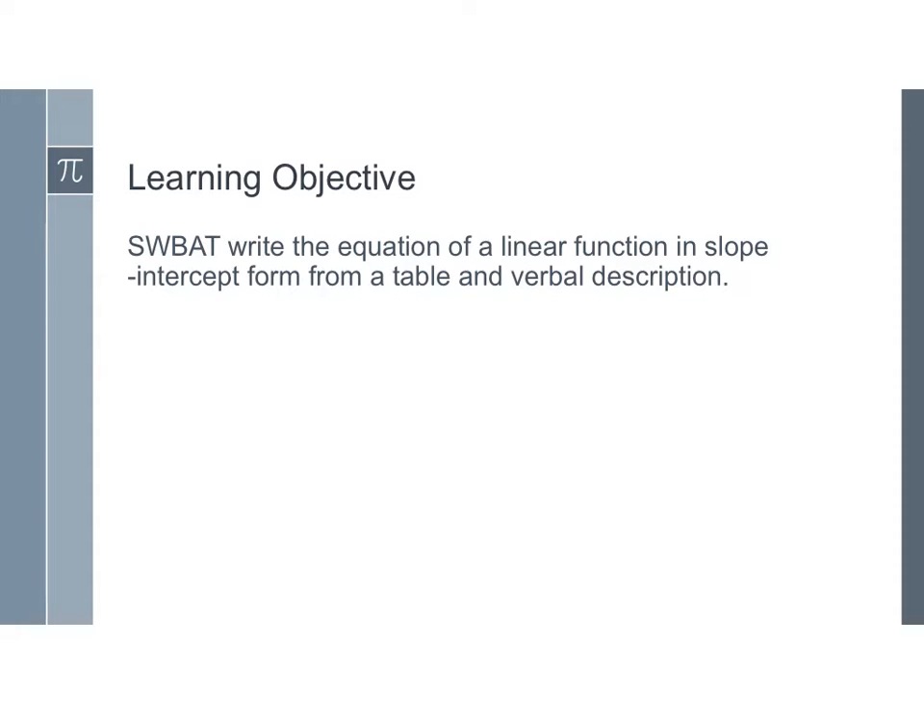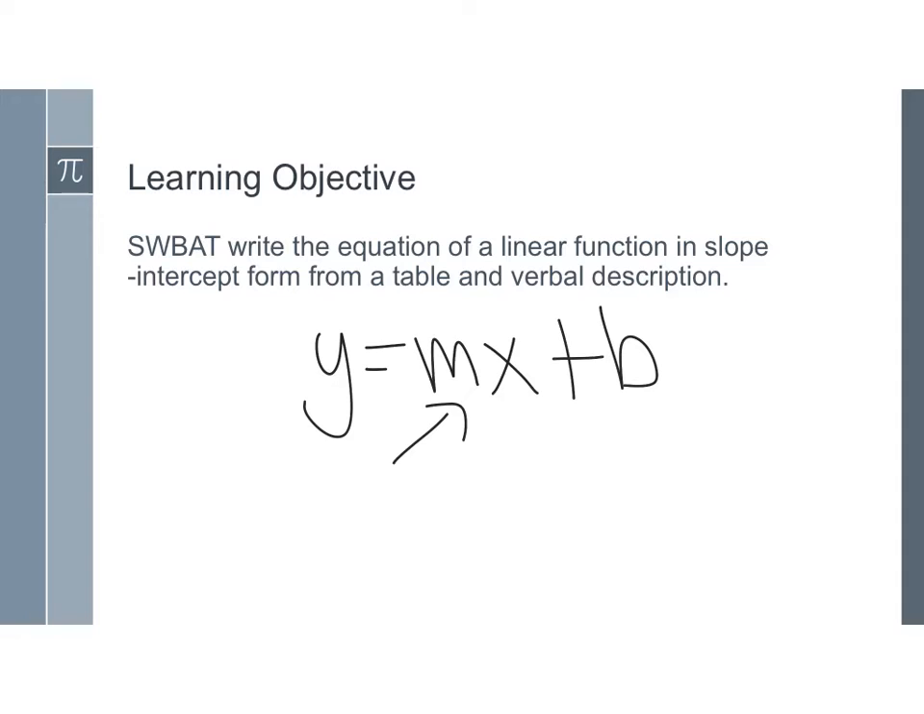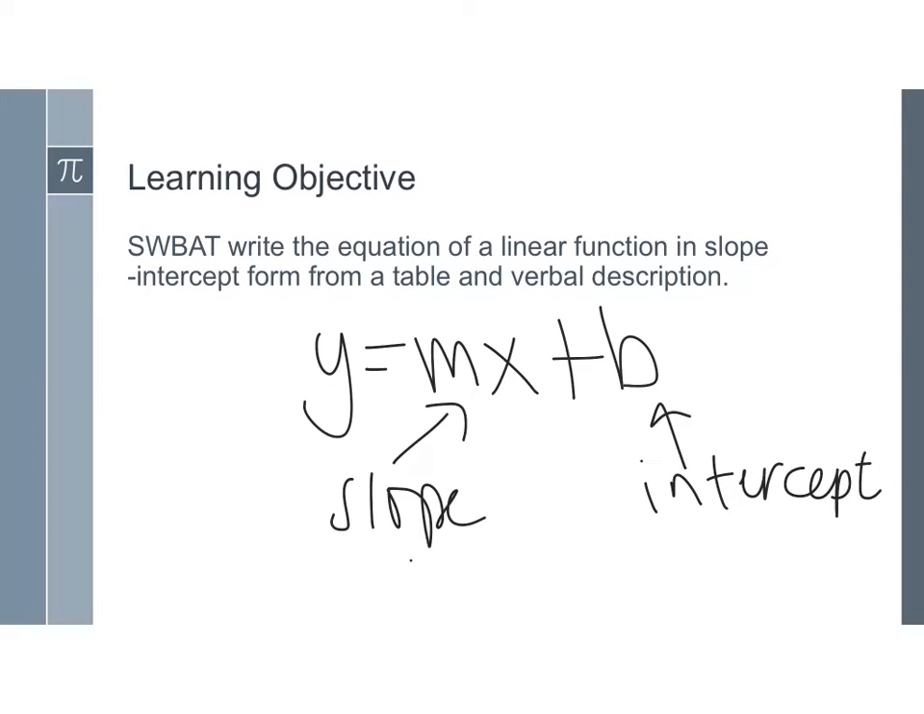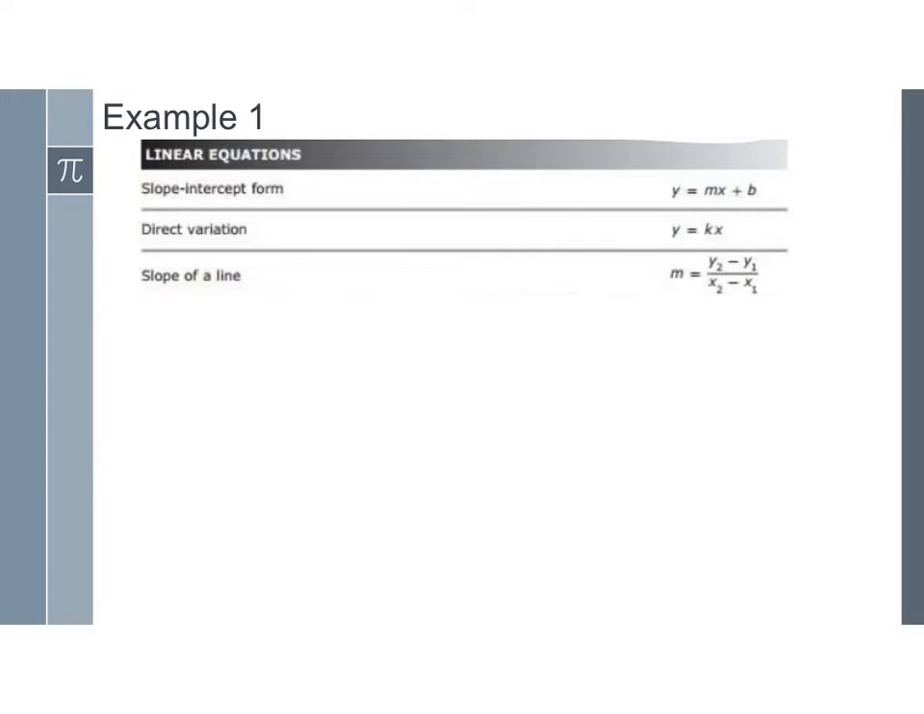So remember what slope-intercept form is. It's y equals mx plus b, where m is our slope and b is the intercept, which is why it's been given the name slope-intercept form. Remember, that is available on your formula chart. It is not something you have to remember.